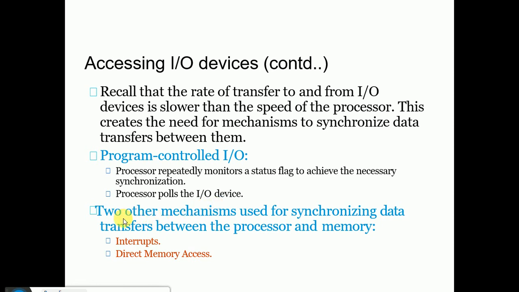Other methods to access input output devices are interrupt methods and DMA, which we will discuss later. In interrupt methods, a signal is produced by the input output device, and this signal is captured by the processor, and then it works for the input output device first, and then it returns to its usual routine work. So next we will discuss interrupts and direct memory access.